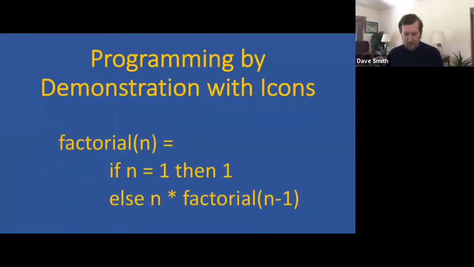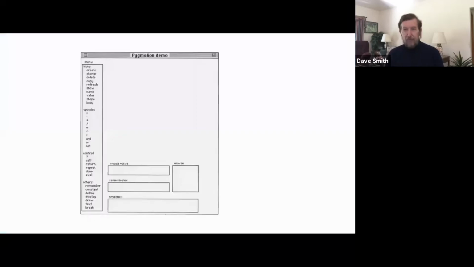So here's an example of programming by demonstration using icons. We're going to define the factorial function. If n equals 1, then 1, else n times factorial of n minus 1. Here is the environment I implemented. I incidentally used the brand new Alto computer that the Parc people had invented, and the brand new Smalltalk programming language, which Alan Kay's group had invented.